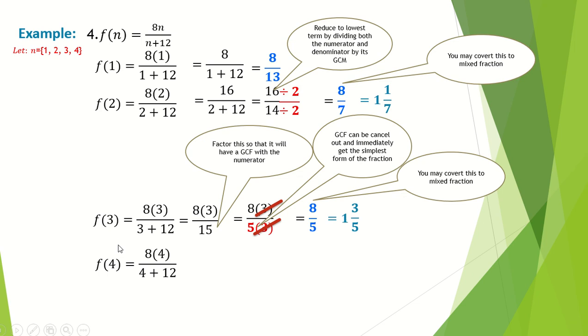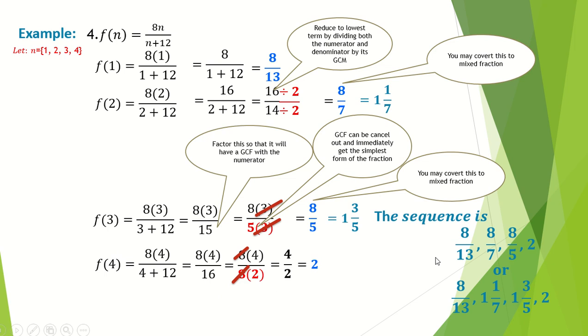Next, f of 4 refers to the fourth term, and that is 2. Therefore, the sequence is 8 over 13, 8 over 7, 8 over 5, 2. Or 8 over 13, 1 and 1 over 7, 1 and 3/5, 2. For uniformity of our answer, please use the mixed fraction in the sequence in case you have an improper fraction. Okay, thank you for following that.